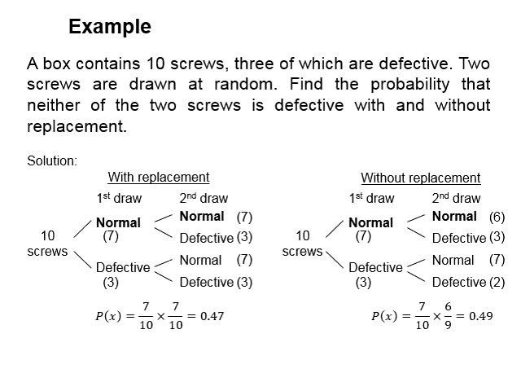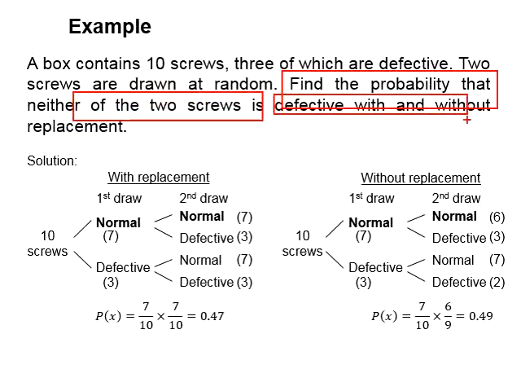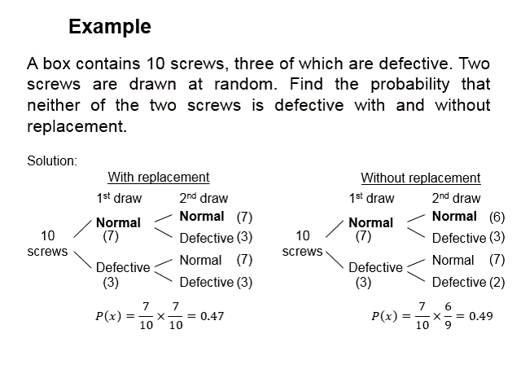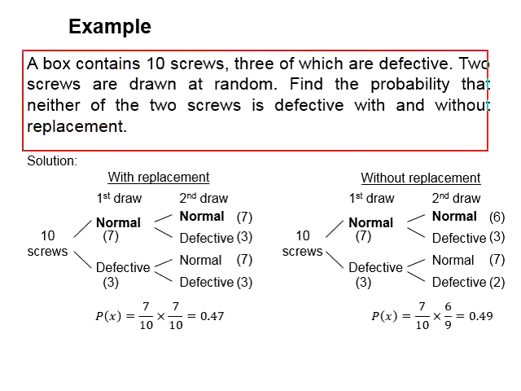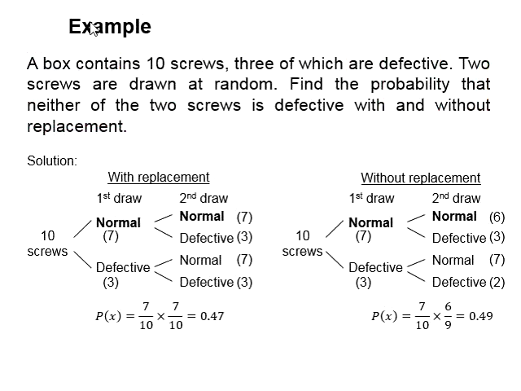Next, let us try another example. A box contains 10 screws, 3 of which are defective. 2 screws are drawn at random. Find the probability that neither of the 2 screws is defective, with and without replacement. In order to solve these questions, first we need to know the concept of with and without replacement.